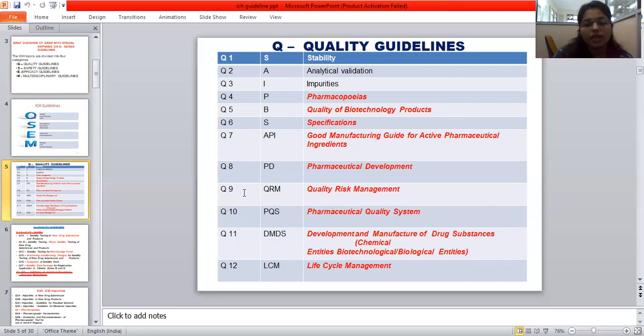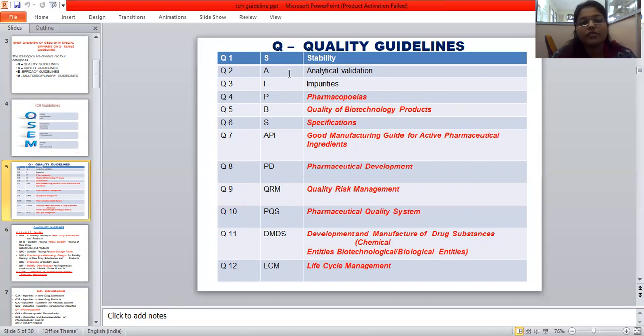For Q9, we have the quality risk management guideline. In our QbD, we can see different specifications and different quality-related guidelines. Also Q11 covers the development and manufacture of drug substances, chemical entities and biological entities. Q12 is the lifecycle management guideline. So you can see here the Q2 guideline for analytical validation, which we have in Unit 5 as separate analytical validation.